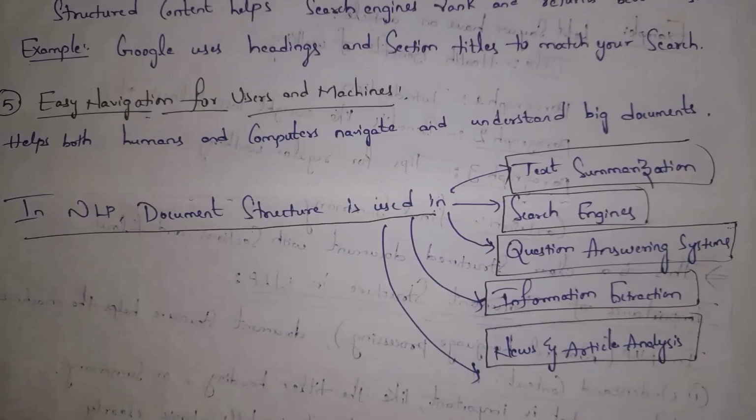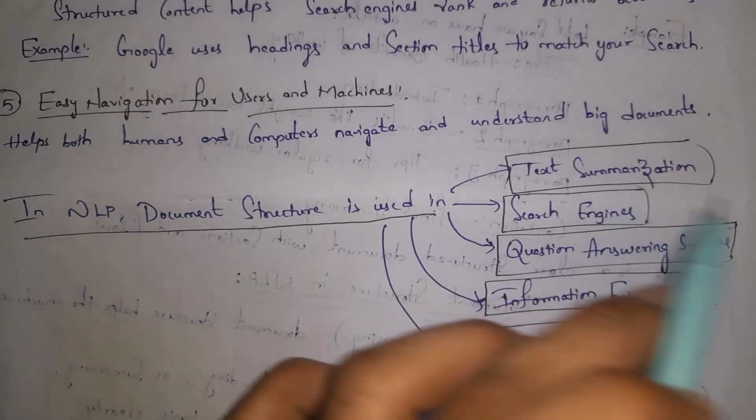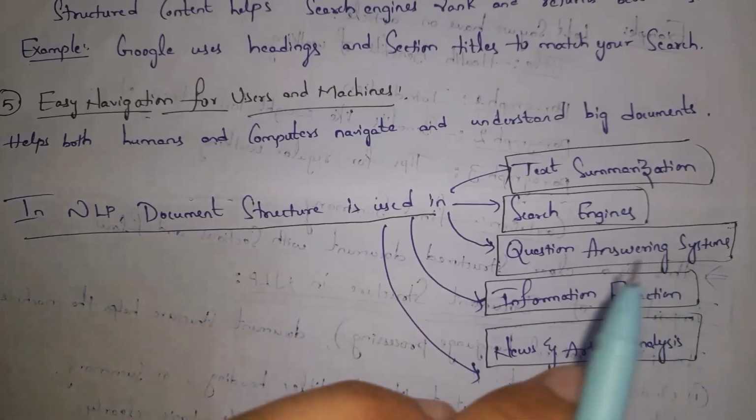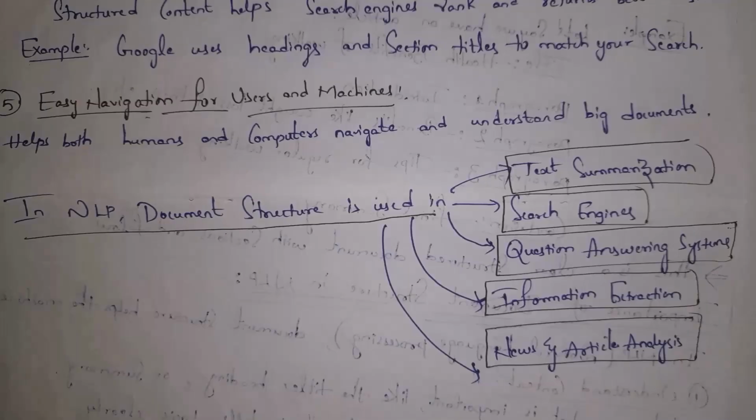So in NLP, document structure is used in text summarization, that is finding main points easily from a document, and search engines like Google, and question answering systems. Whenever you give any question, you will get the answer easily if the document is structured properly, and you can extract information correctly. And if you want to analyze any news or articles, structuring the document is very important.